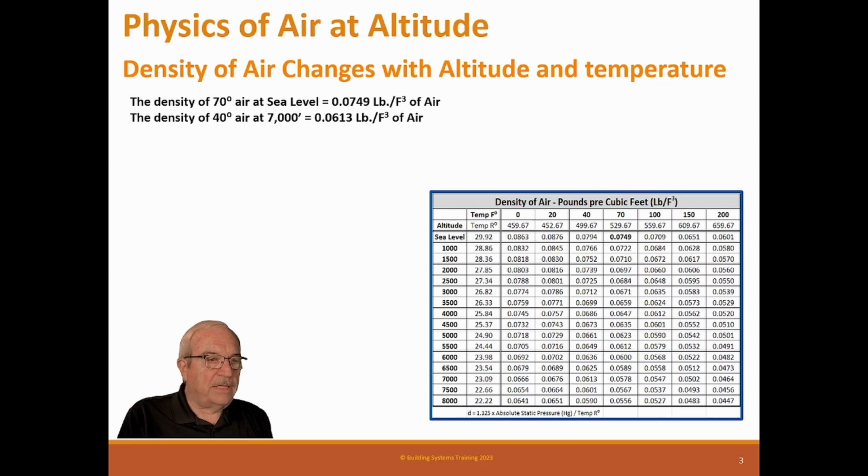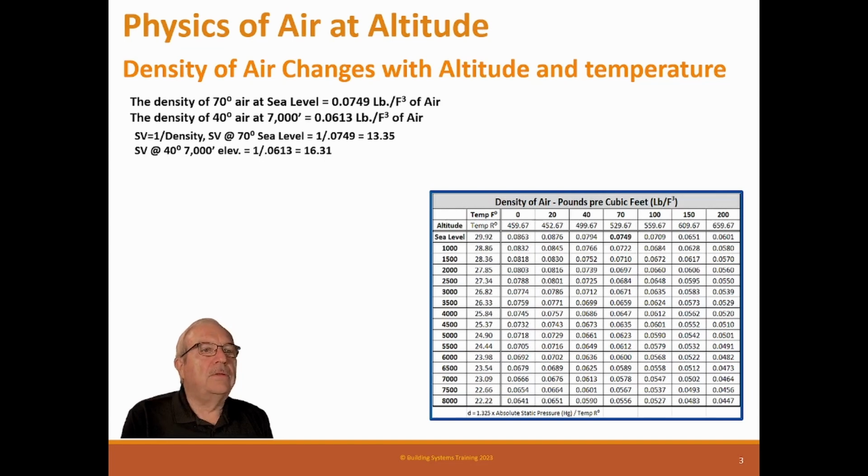Now, the reason I say that is because if you take a psych chart and you remember we talked about specific volume. Specific volume is the reciprocal of density, so it's 1 over the density. And if you take your psych chart and you look up 70-degree air at 50% humidity, you'll get 13.5. If you take this 70-degree air at sea level, it's 0.0749. Divided into 1, you get 13.35. That's the difference, because this is dry air. This is dry air, and the psych chart, psychrometrics, is all about moist air, so it's the moisture difference.